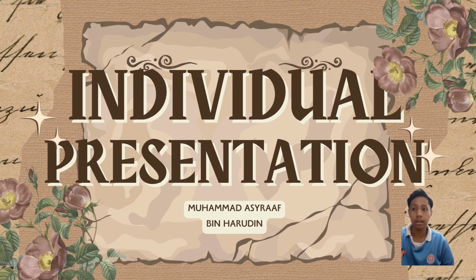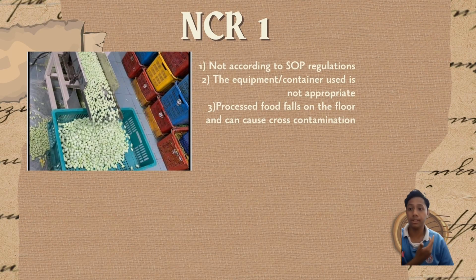Today I'm going to present the individual presentation about NCR. Okay, so the first NCR, you can see the picture, and there are 3 points that I can give from this picture of the NCR. First, it's not according to the SOP regulation. Number 2, the equipment and also the container used is not in an appropriate way. Number 3, processed food falls on the floor and can cause contamination of the food.